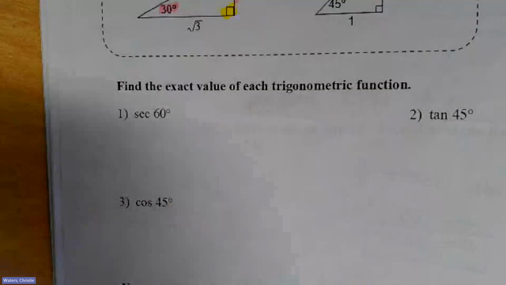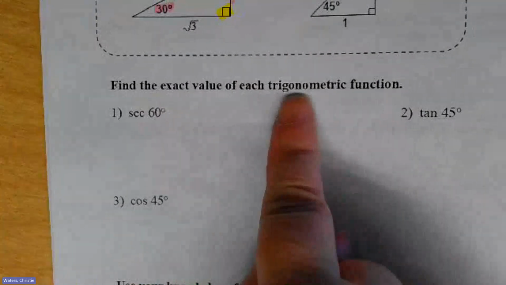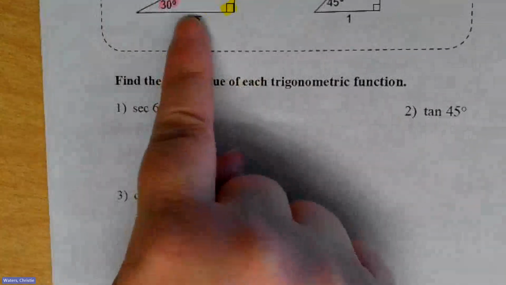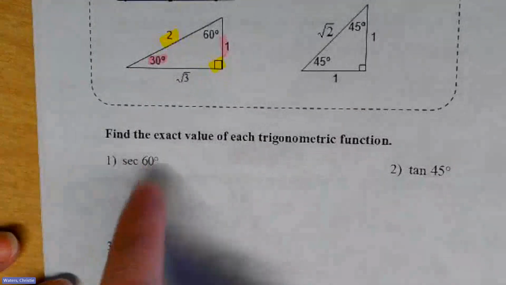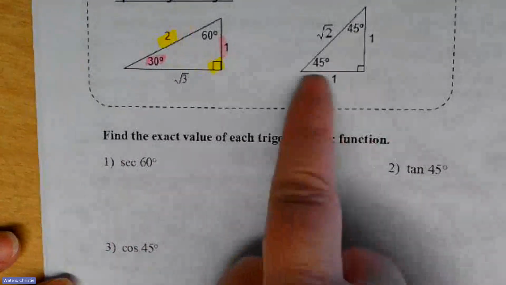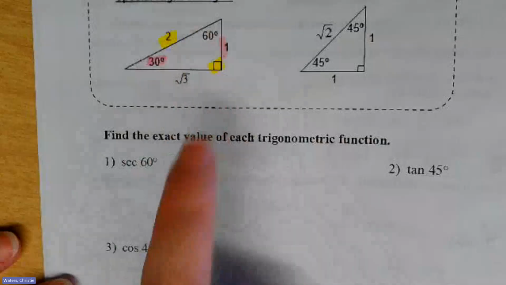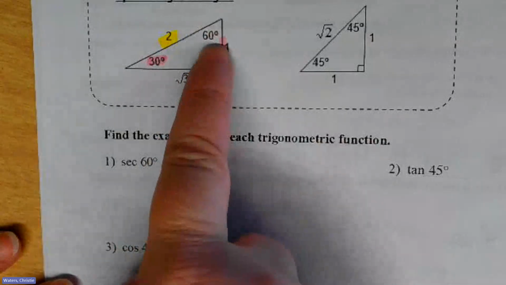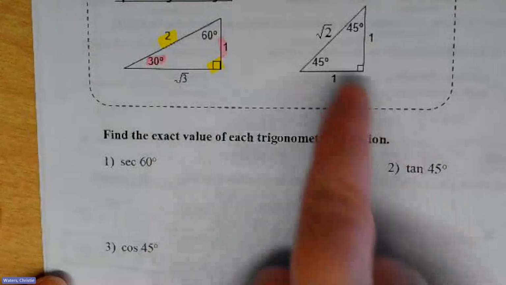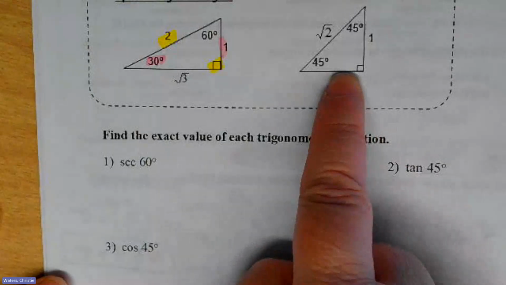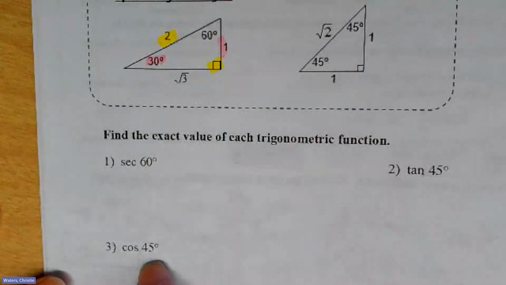All right, so we need to find the exact value of each of these trigonometric functions using these special right triangles. You'll see that all the angles that they give us here are all the angles that we see up here in these special right triangles. So a 60-degree angle would be part of our 30, 60, 90 triangle. A 45-degree angle would be part of the 45, 45, 90 triangle, and same with this one.